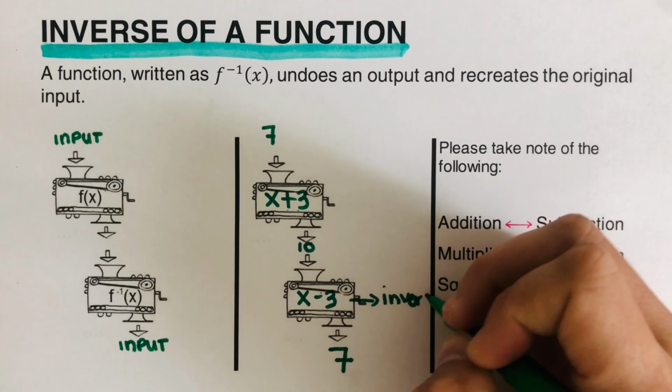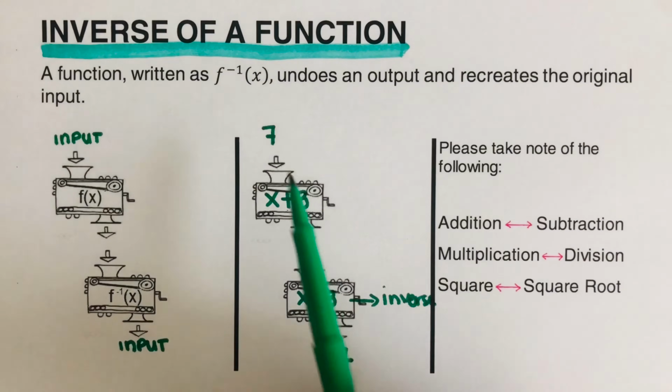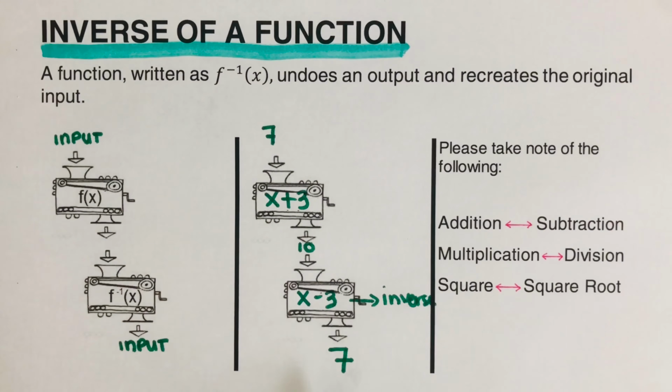That is based on the definition right here: it recreates the original input. Whatever you put in is the same number that will come out of the machine. So this is the function and this is its inverse. Before going into more examples, we have to take note of the following as well. These are their opposites, or their inverses. For example, the opposite of addition is subtraction. Subtraction will undo an addition, multiplication and division undo each other, and so do square and square root.